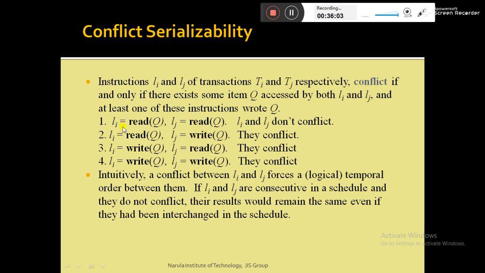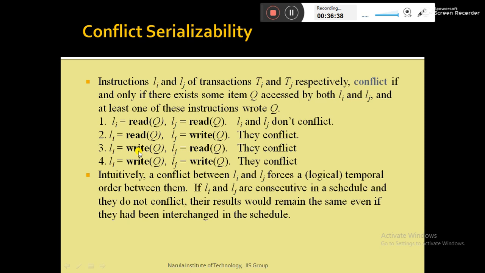For example, it may happen that li is a read q and lj is also a read q operation. Then li and lj do not conflict, because though both are accessing the common data item q, both operations are reads, and no write operation is there. If no write operation is there, only reads, then they don't conflict. But if li is a read q and lj is a write q, then at least one operation is a write q, so they conflict. Third case, li is a write q and lj is a read q, so at least one operation is a write q.